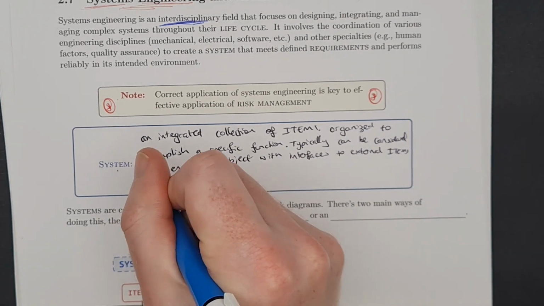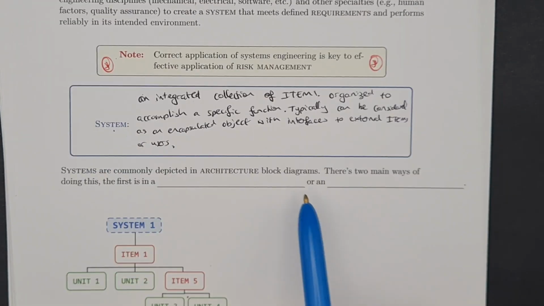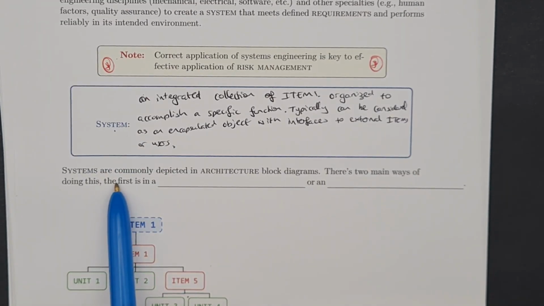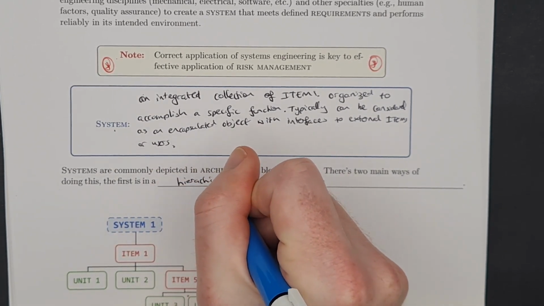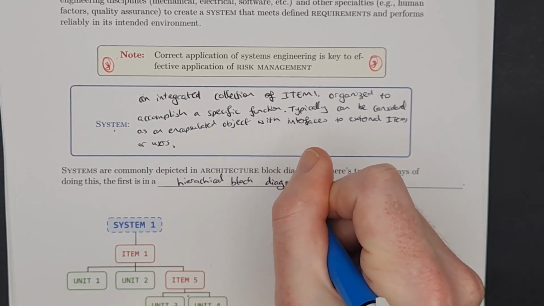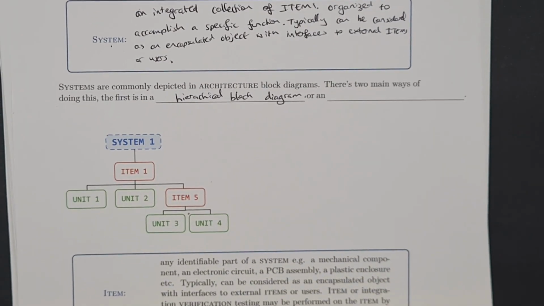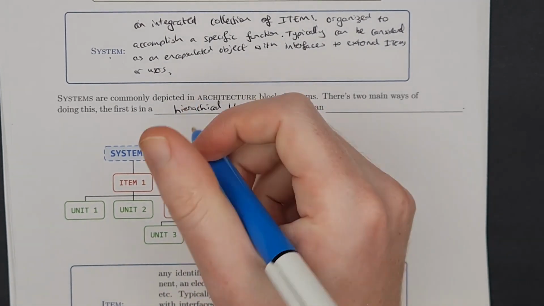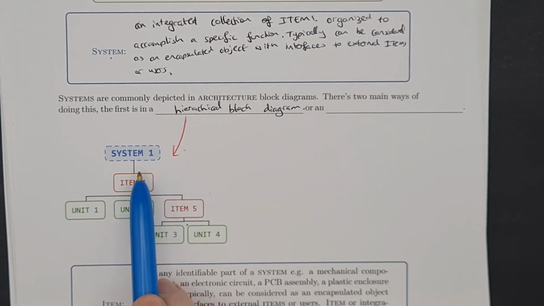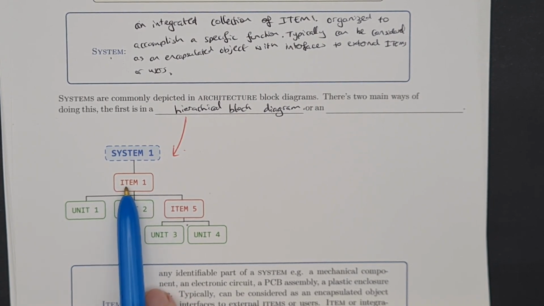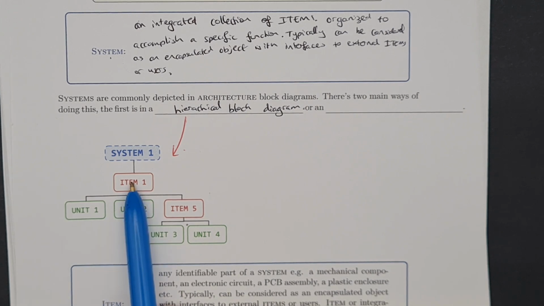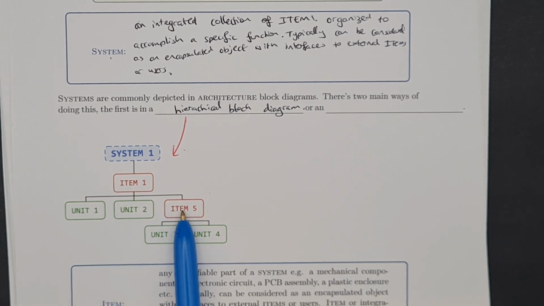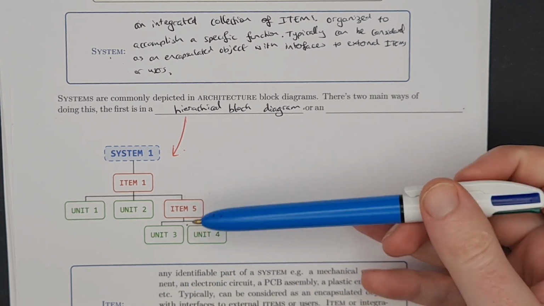When we try and describe systems then, systems are commonly depicted in architecture block diagrams, and there are two ways of doing this. The first way is a hierarchical block diagram, and that is what is depicted below here in this image. There you can see that we have our system. System 1 is decomposed into item 1, which is further decomposed into units. The term unit is more commonly used in software but can sometimes get used in hardware systems. And then we'll say item 1 also contains item 5, and item 5 contains more units.